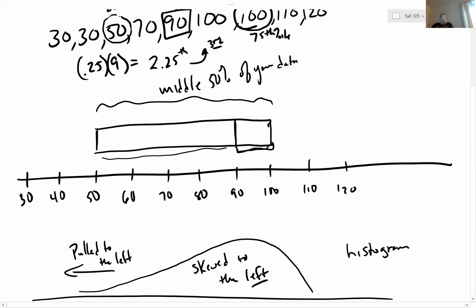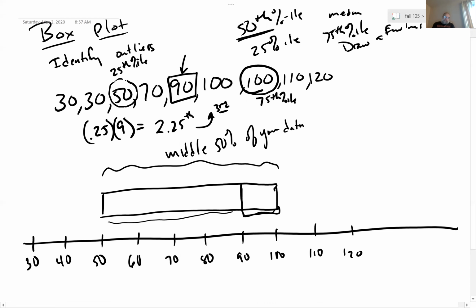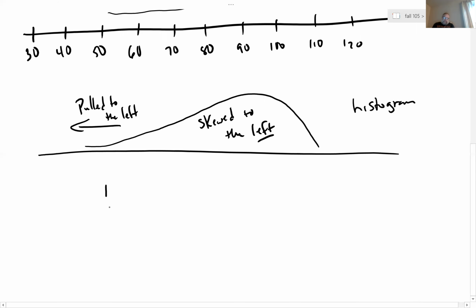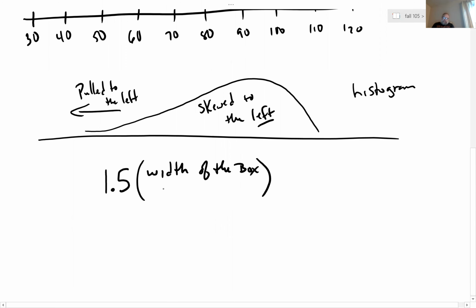Now, what about the other 25% of your data? That's a good question. What about it? Well, as I said, I'm going to use this thing to identify outliers. And the way that we're going to do it, and this is how it's been taught for years, you're going to take 1.5, always 1.5, times the width of the box. Well, the width of the box is from 100 down to 50, so it's 100 minus 50.